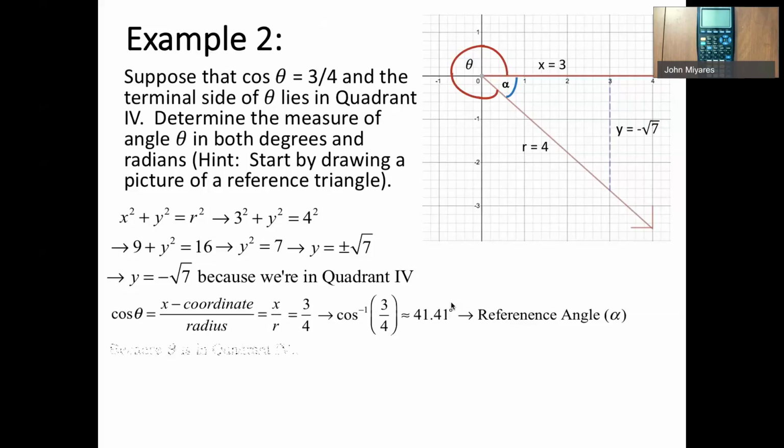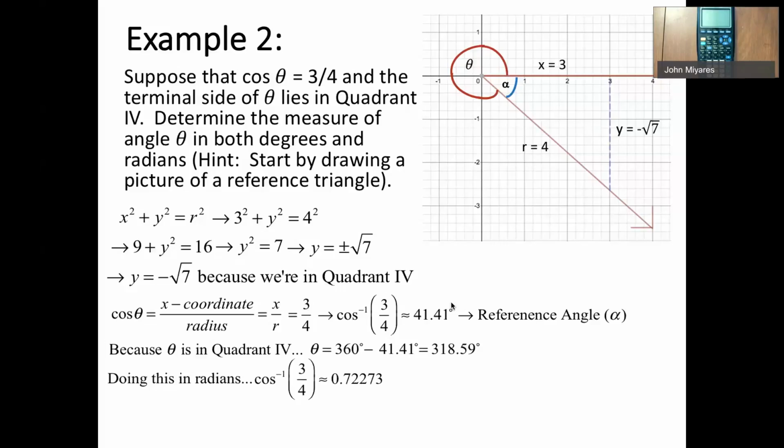To get our measure of angle theta, because our measure of angle theta lies in quadrant 4, we're going to subtract 41.41 degrees from 360 to get 318.59 degrees.